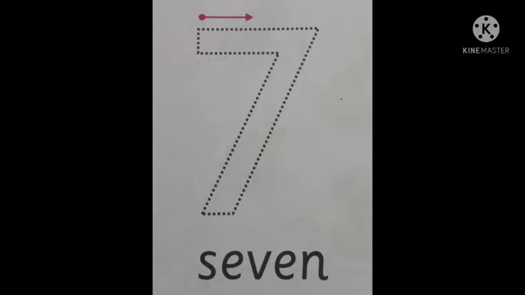Okay? This is number 7. Sleeping line, standing line, 7. Trace it in your notebook and write in your check rule notebook, in the maths notebook.